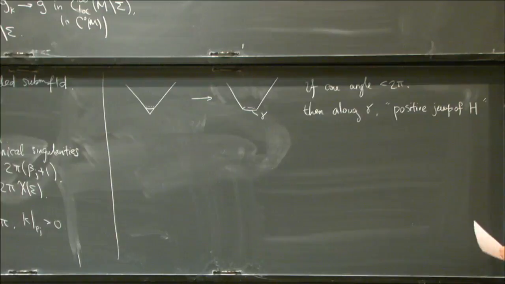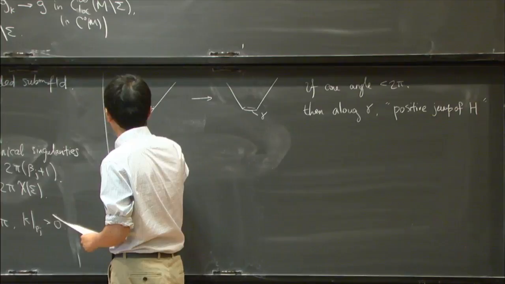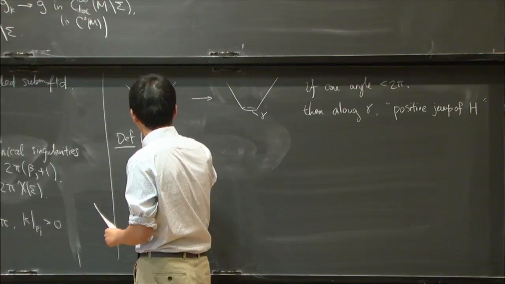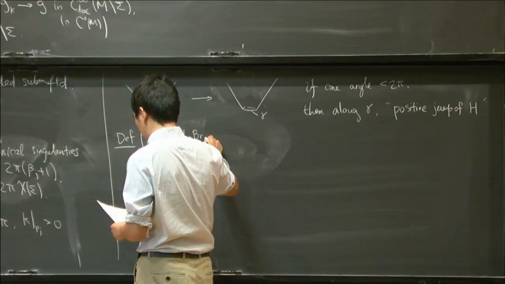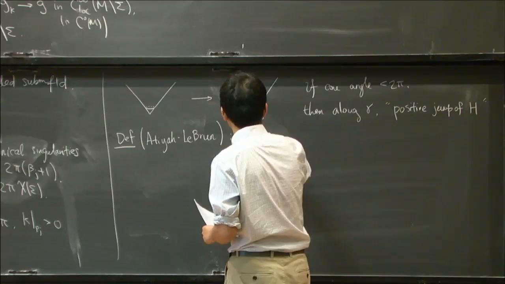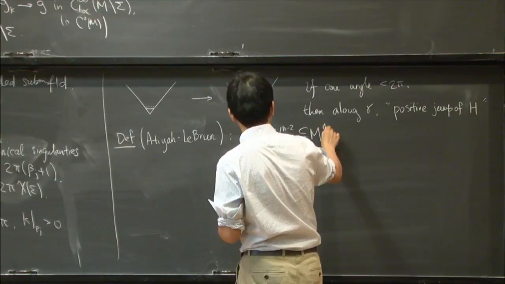Now I'm going to write a rigorous definition of the edge cone metrics we're going to consider. In complex geometry there's a definition of edge cone, but we don't have a complex structure. So we take the definition from a paper by Atiyah and LeBrun. They studied the effect of edge cone metrics on four manifolds, and I think one can generally do the definition in all dimensions. So you take an embedded submanifold.